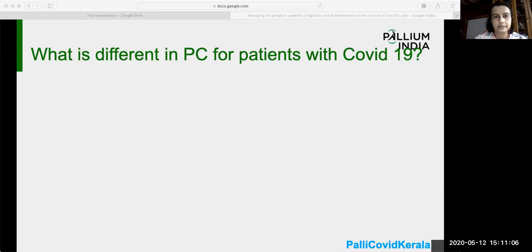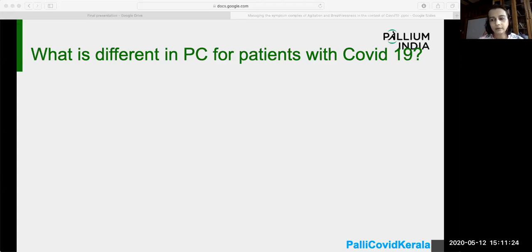So what is different in palliative care for a COVID-19 patient, and why is it important? According to a blog that was published in the British Medical Journal Opinion, the doctors were looking after patients in a small town in Italy. They have redefined the role of palliative care in such patients.